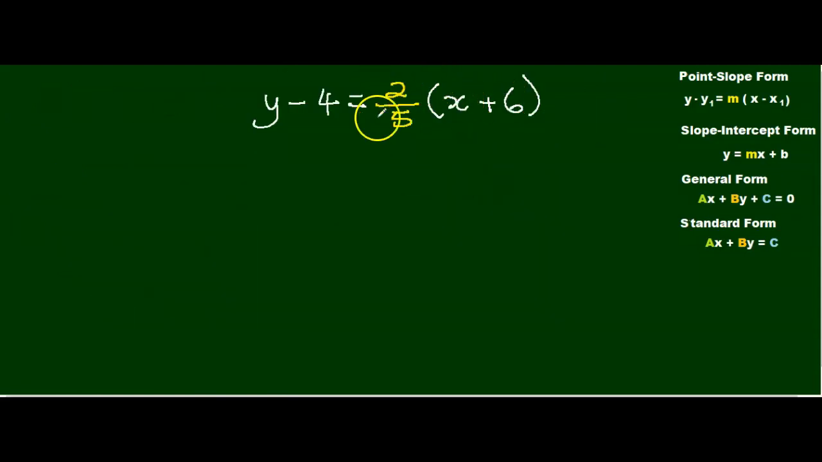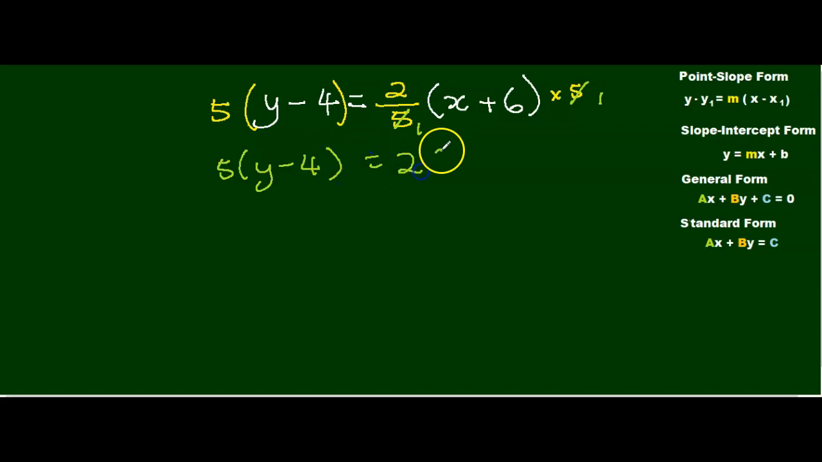Let's try a question with fractions. Don't freeze when you see fractions. What you want to do is get rid of the denominator in your fraction. To do it, you want to multiply both sides by the denominator, and in this case, it is 5. Then your 5's cancel out on the right-hand side, leaving 1's, and you're left with 5 times y minus 4 equals 2 times x plus 6.